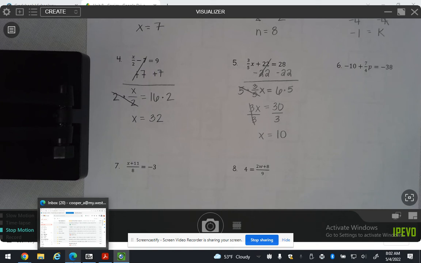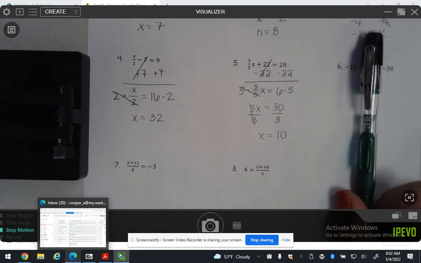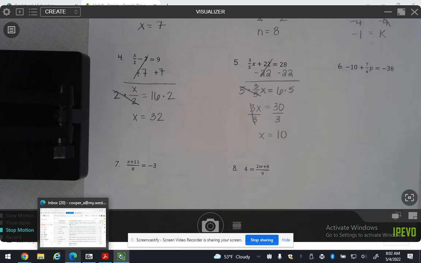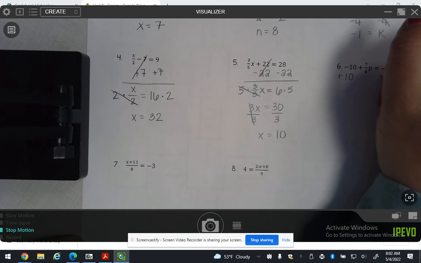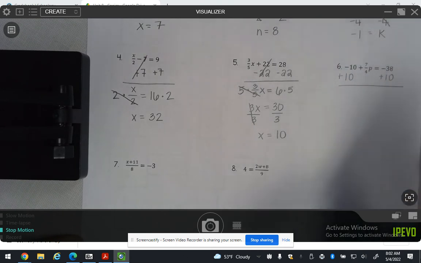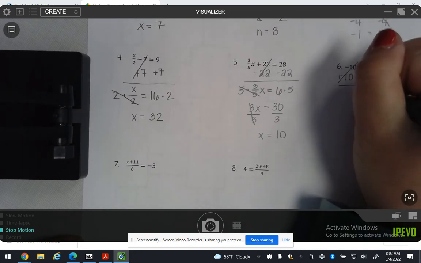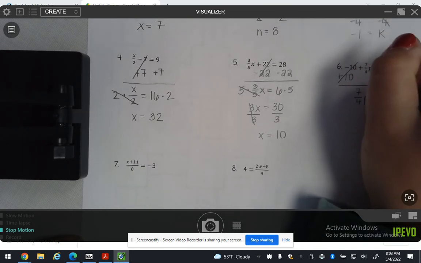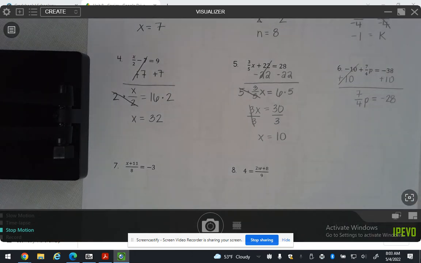Okay. Did you cover up this? Did you cover up that? Yes. What's on the same side as my pencil still? Negative 10. But I need to move it. So since it's a negative 10, how do I move it to the other side? You add 10. Good job. So what happens with the 10s? Good. And then the 7/4 P comes down equals negative 28, correct?